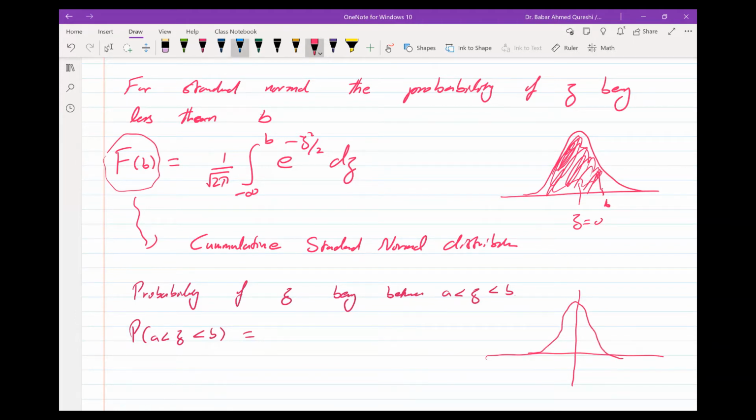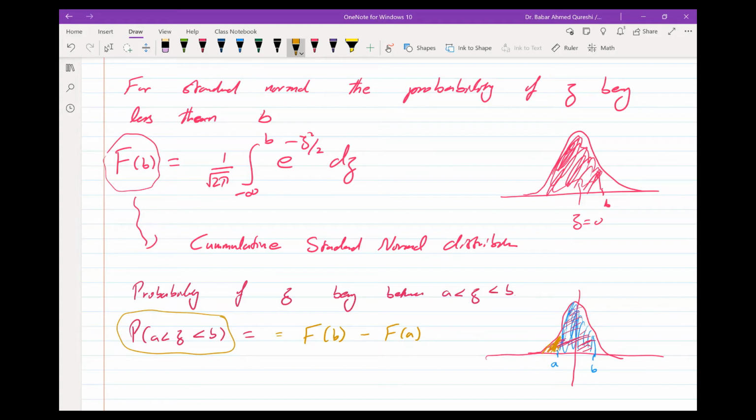Here's your standard normal, and here's B, here is A. So you need this area. But you can compute this area by first computing the total area under this curve up to B and subtracting from it the area up to A. The area up to B is the total probability, which is just equal to what we wrote above, F of B, the cumulative probability of Z being less than B. From it you want to subtract the probability of Z being less than A, because you want to subtract this area. So even this kind of answer you can compute in terms of this cumulative distribution. All you have to do is subtract two numbers.